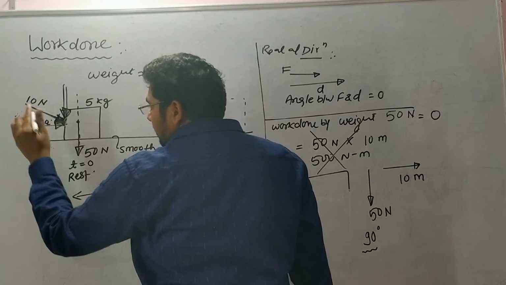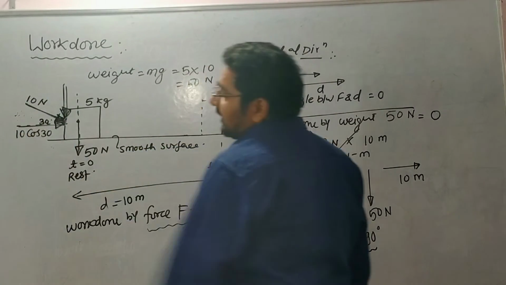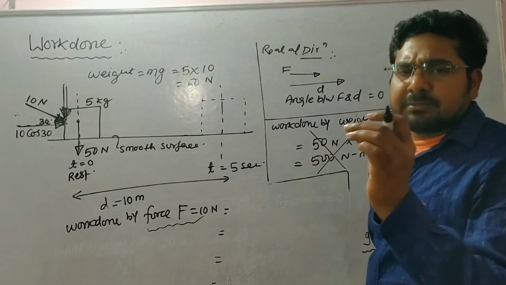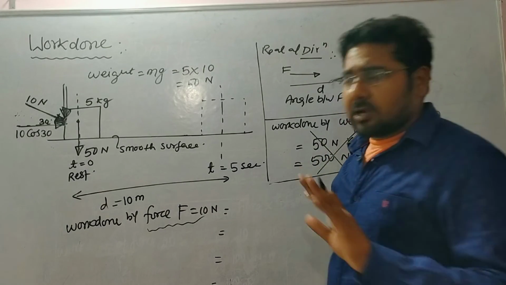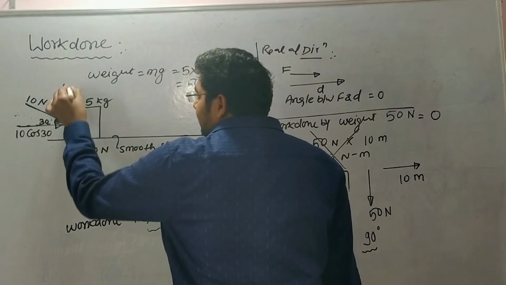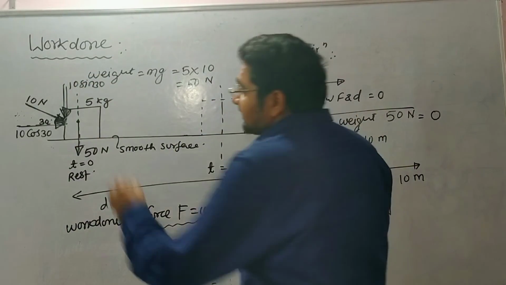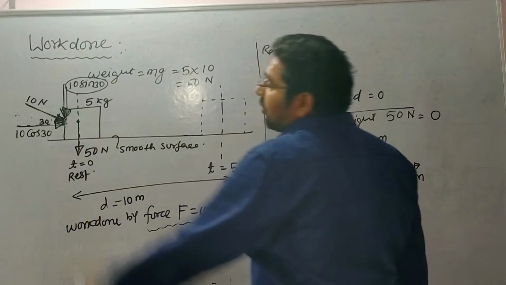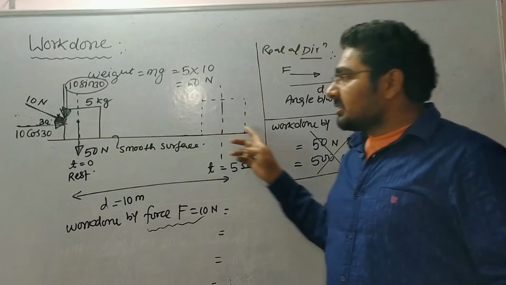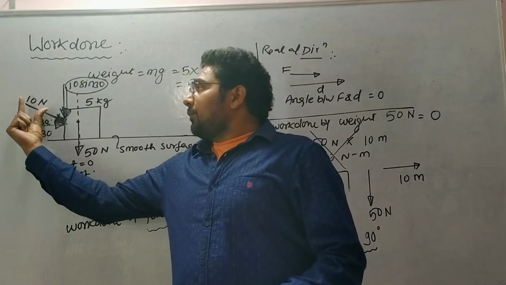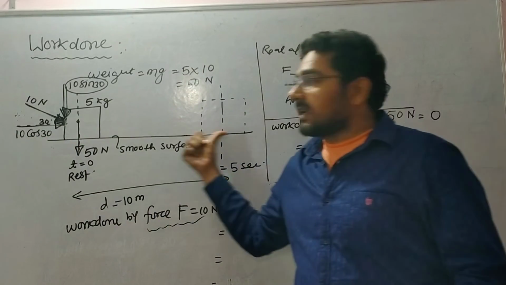The component along the displacement will be 10 cos 30. I will get this value from simple geometry, Pythagoras, meaning a right angle triangle, by drawing the right angle triangle, and 10 sin 30 will be this component. Okay, so this sin 30 component will not do any kind of work in this case, because the direction of displacement is this, and the component of 10 newton, which is 10 cos 30, is acting in this direction.